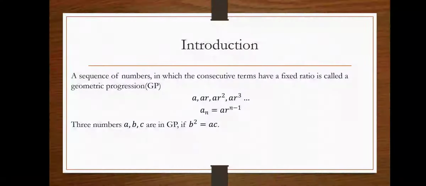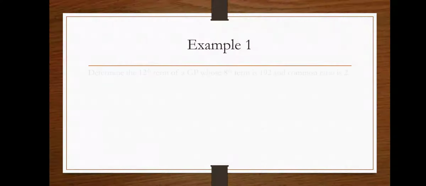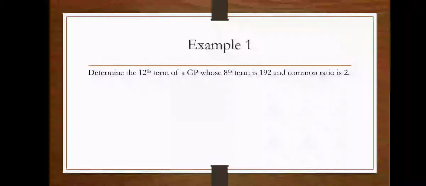Now let us move to the problems to start off with. Number one, to start off with a very simple problem, determine the 12th term of a GP whose 8th term is 192 and common ratio is 2. Now, this is a problem which you might have done in your junior class. The class in concern is class 10. So, to begin with, we are given the common ratio, so that is r, which is 2, and the 8th term that is given to be 192.